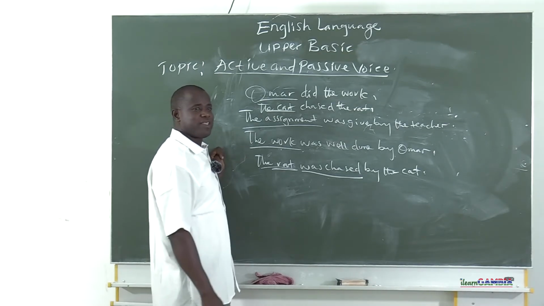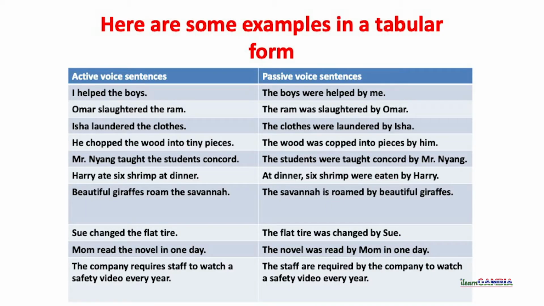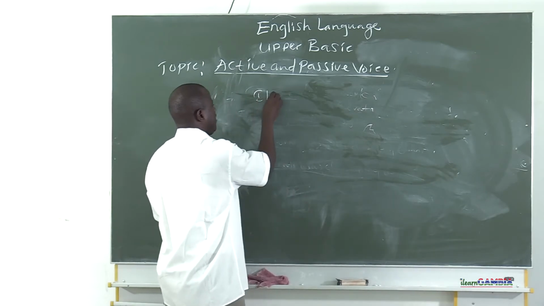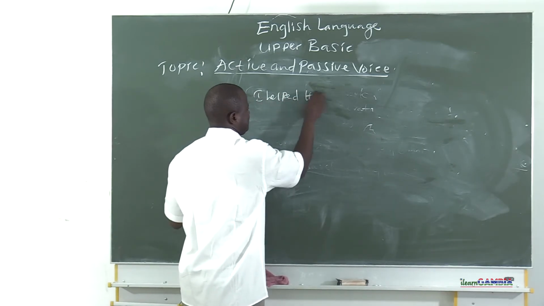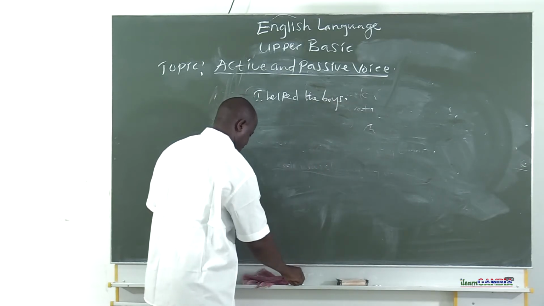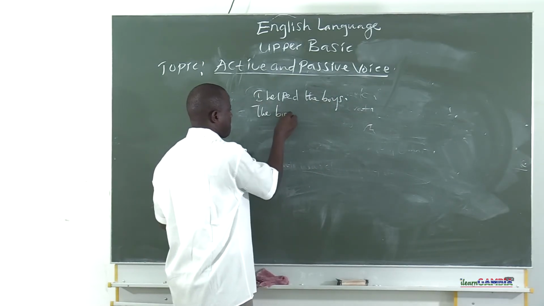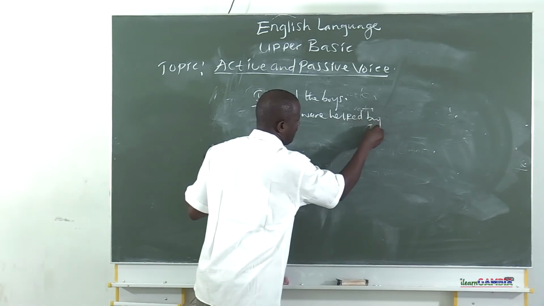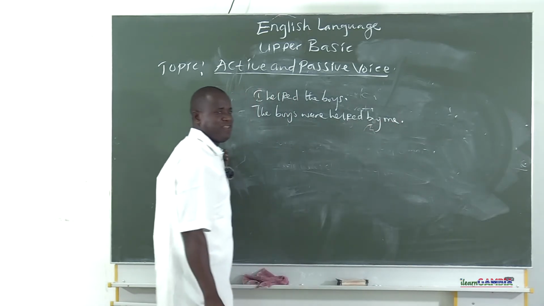Good. So here are some examples in a tabular form: active voice sentences and passive voice sentences. I helped the boys. The boys were helped by me. Now compare the two examples that you have. I helped the boys. Then we have the boys were helped by me, or by myself anyhow.